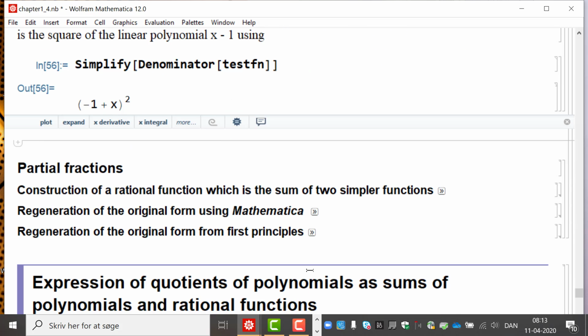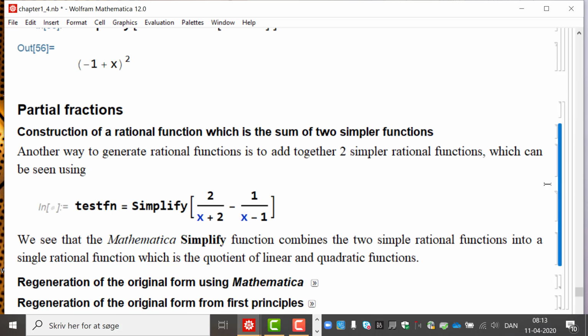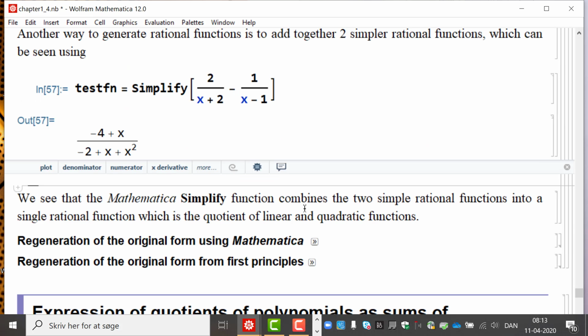Right. So let's now look at partial fractions. What are they? So another way to generate rational functions is to add together 2 simpler rational functions, which could be seen using this, for example. So we take the rational function 2 over x plus 2 and subtract from it the rational function 1 over x minus 1, and we simplify all that, and we get a rational function. So we can see the simplify function here attempts to put this together as a rational function.